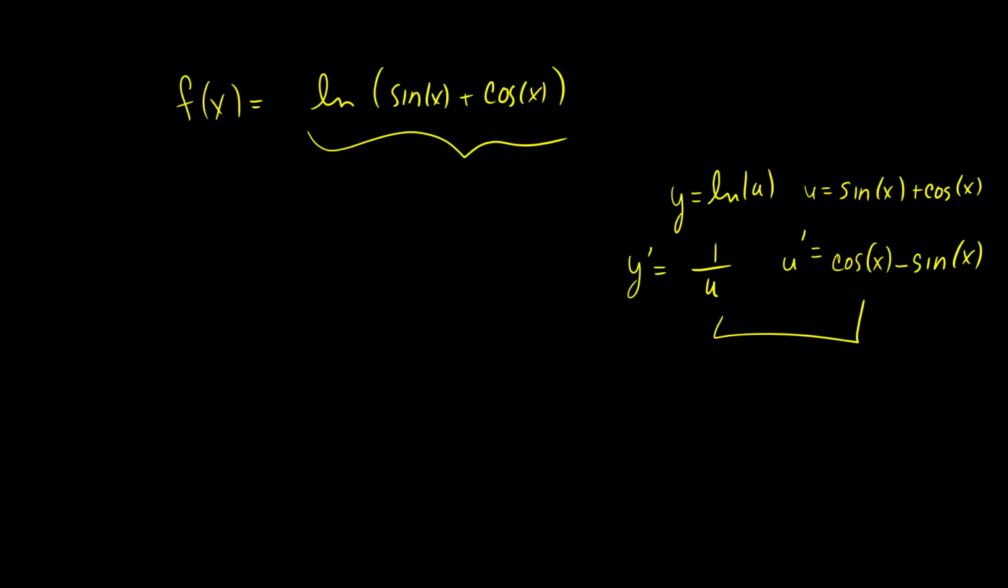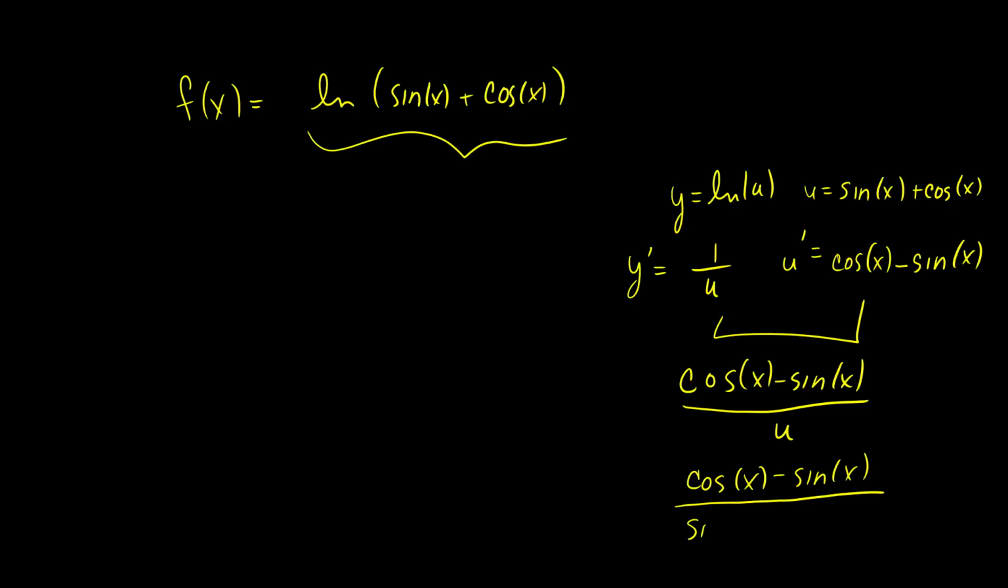I multiply these, so in other words, this just goes up top over u. And then finally, last, I plug in what u equals. u was sine x plus cosine x. And that's your final answer.